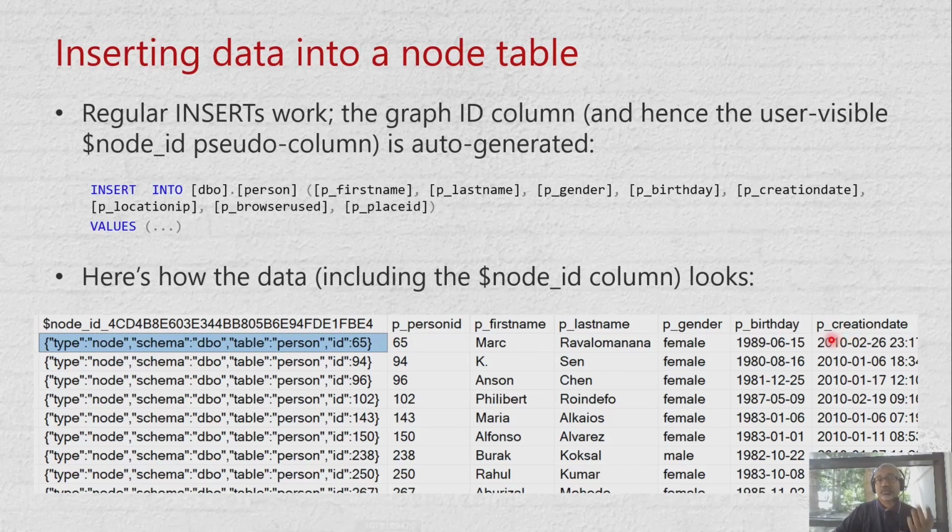You could note that you could also have XML or JSON values as one of these properties or multiple properties. So all the data types that are available to you within SQL are available to you within SQL Graph tables as well.